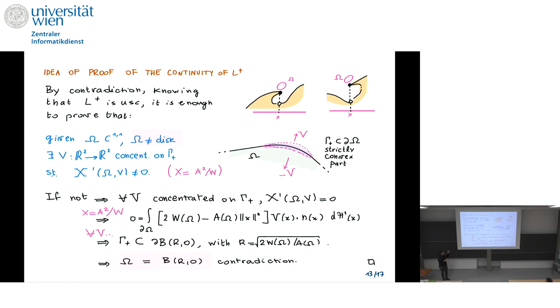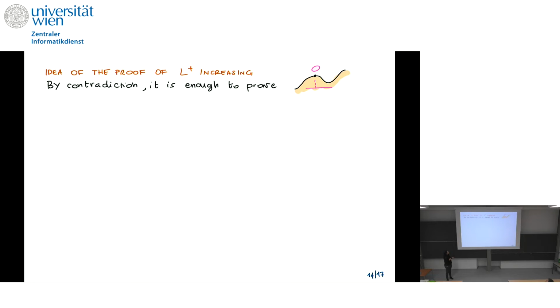The same kind of strategy, so using shape derivatives and arguing by contradiction, can be used for the proof of the increasing character of L plus. So by contradiction, what happens if the upper curve is not increasing? So it means that at some point it decreases. It means that there is a point here in the graph associated to a C11 shape, different from the disk, which is a local maximizer of the shape functional y, the vertical one.